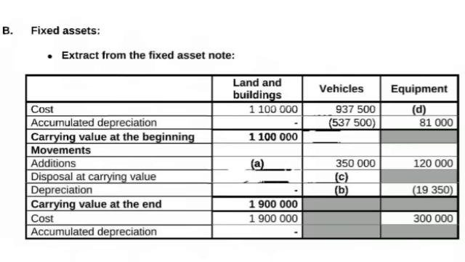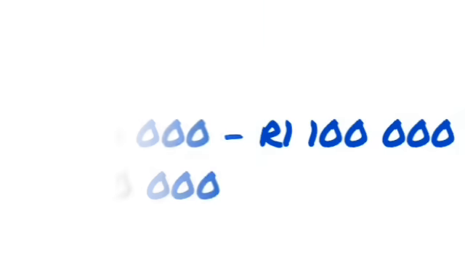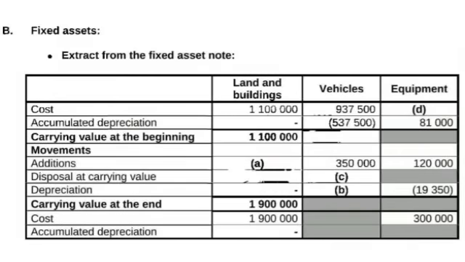So basically the addition is the amount that moved it from 1.1 to 1.9. To find that amount, you simply take the amount at the bottom, which is 1.9 million, and you subtract the amount at the beginning, which is 1.1 million, and it gives you 800,000 as your additions, because if you take 1.1 and add 800,000, you get the 1.9 at the end. B wants us to calculate the depreciation for vehicles.